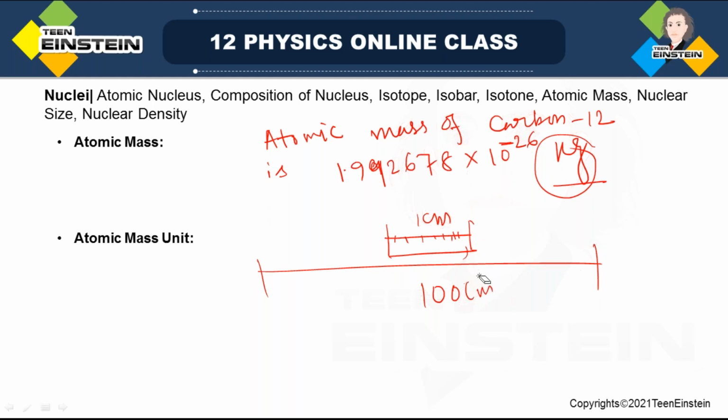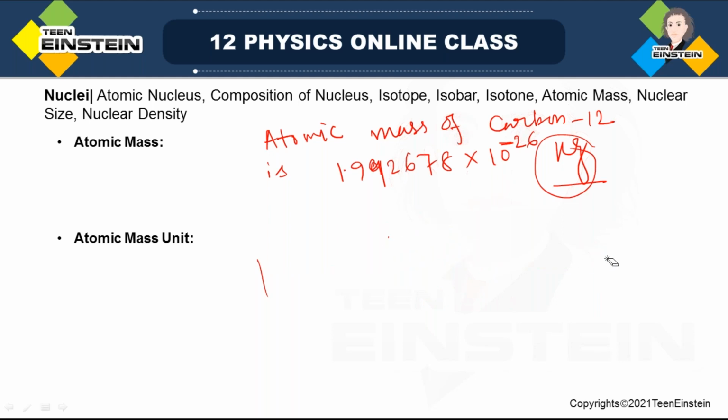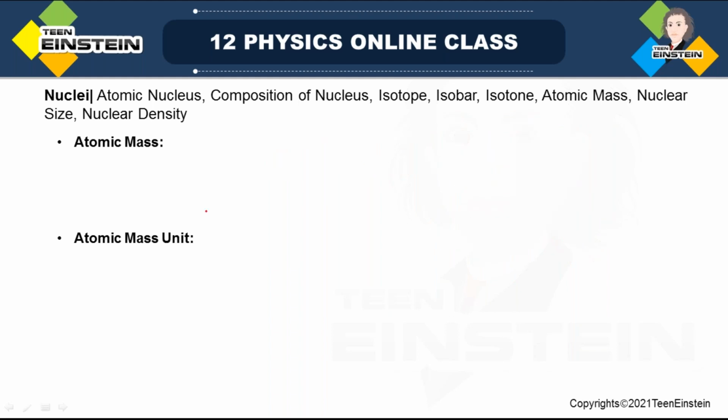I mean to say that if you have a quantity, whether it is mass, length, or whatever, you should use an appropriate, smaller unit to express that quantity. Like here in this case, 10 to the power minus 26 kg. This is a very, very small quantity. But is it feasible to express it with kg unit? It is not. So that's why there is a new unit system for nuclear physics.